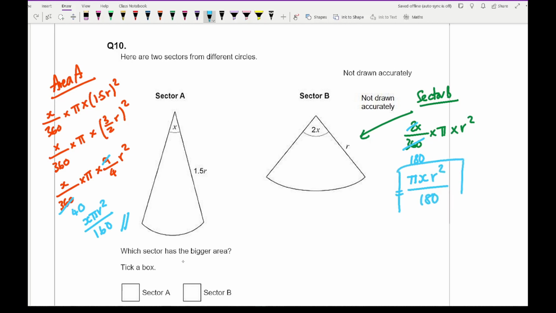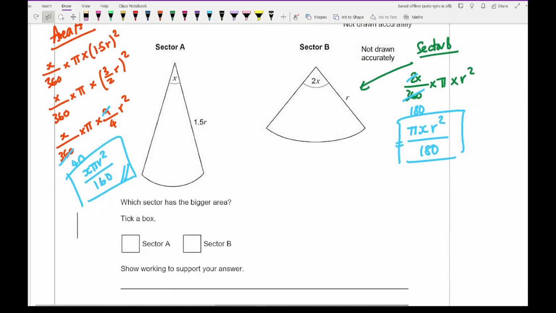Now what I then want to do is compare these two areas. And as you can see, the numerators are exactly the same. However, the denominators are different. So here in sector A, I'm dividing by a smaller number, which means that the area is going to be bigger. So the answer is sector A, and then my supporting working would be what I've done there.